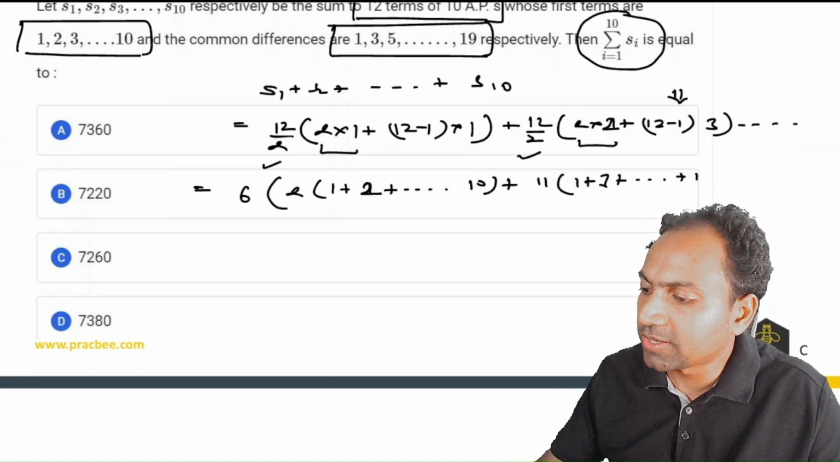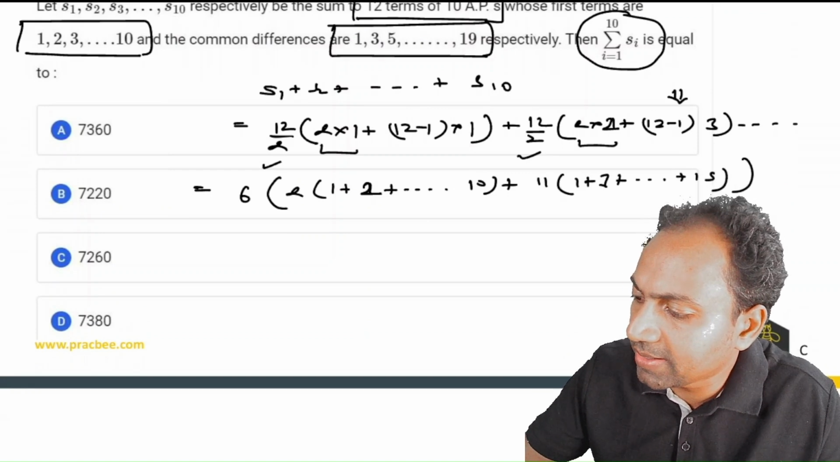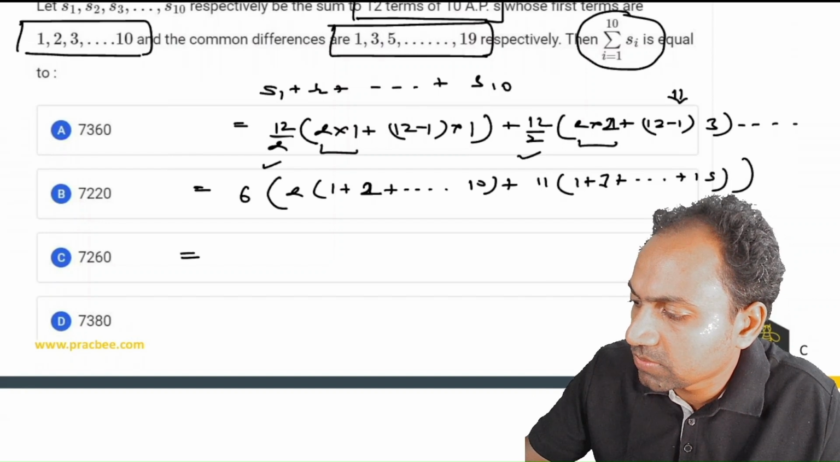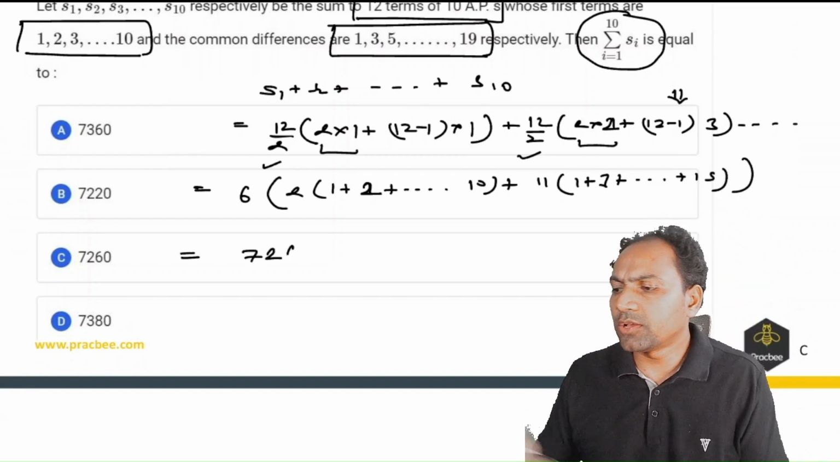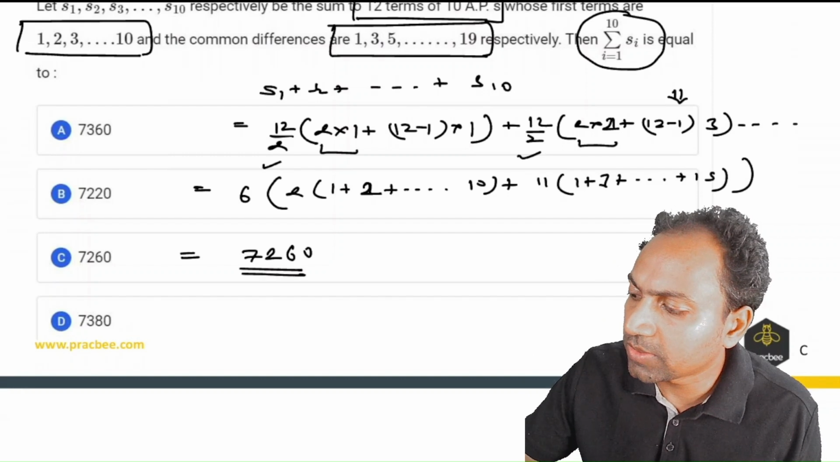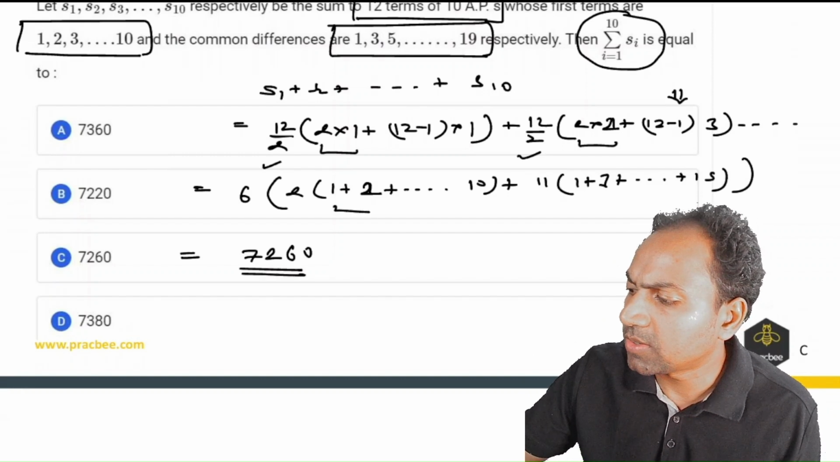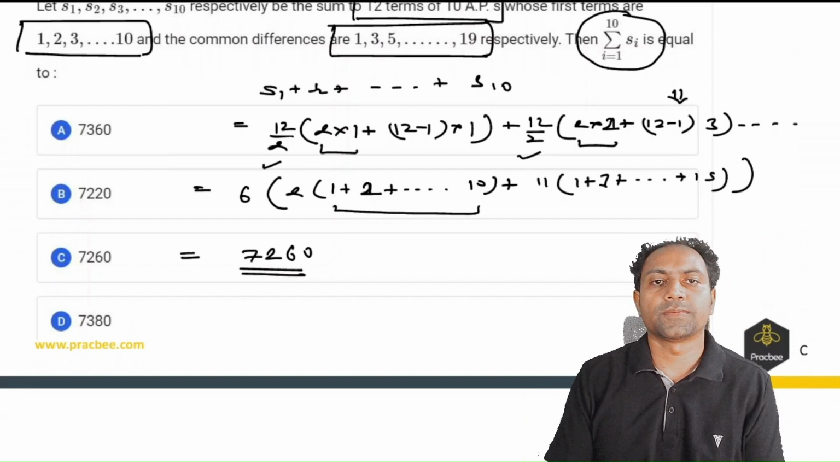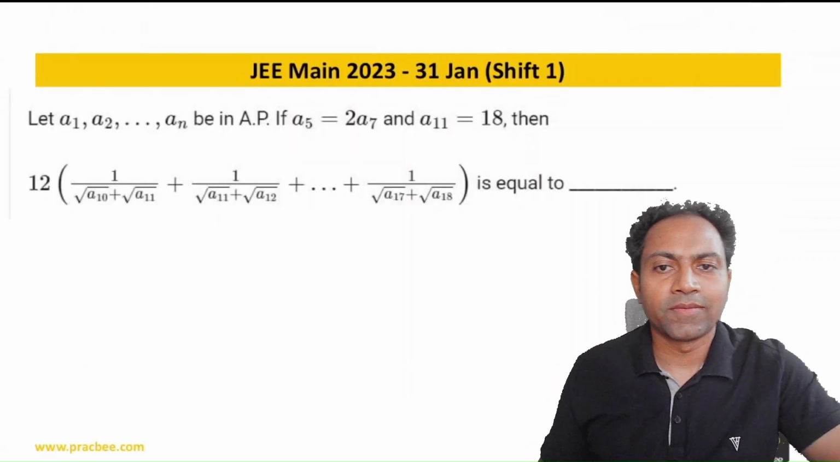Now, if I do this calculation, what I get as the answer is 7260. And here also, when you are doing the calculation, you can observe that you can apply the sum of n terms of AP. Here also you can apply the sum of n terms of AP to get the final answer. Now let us look into this next question.